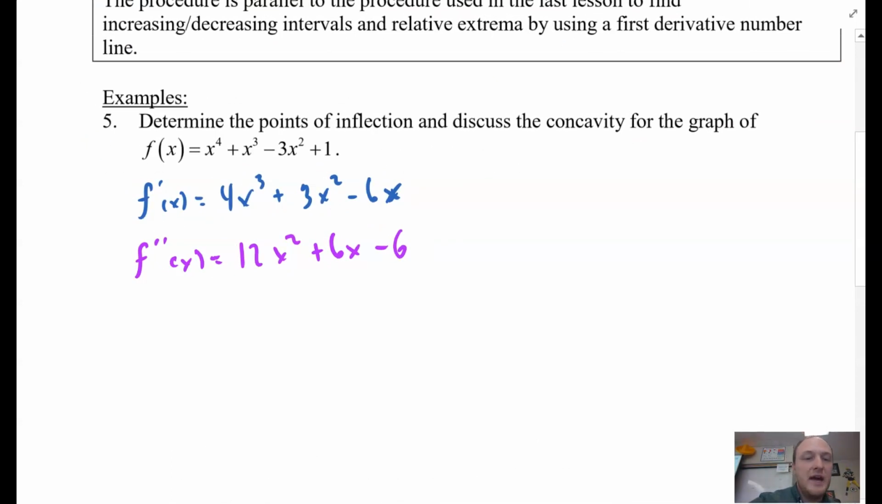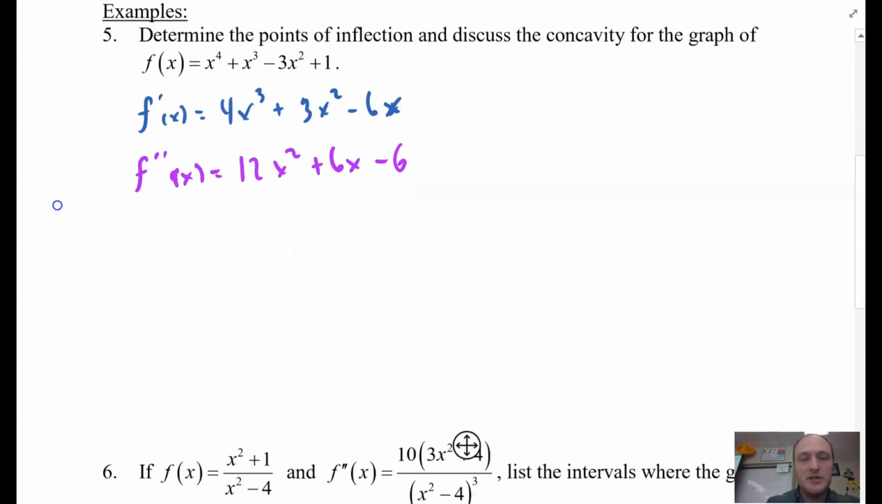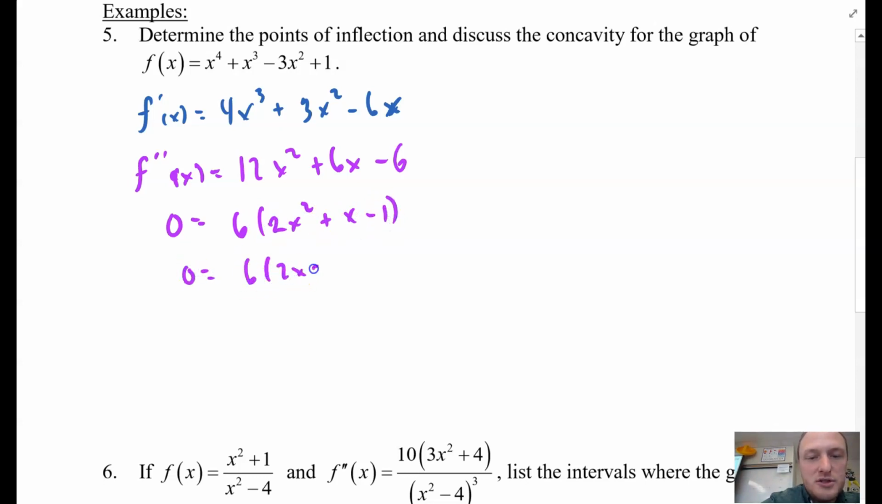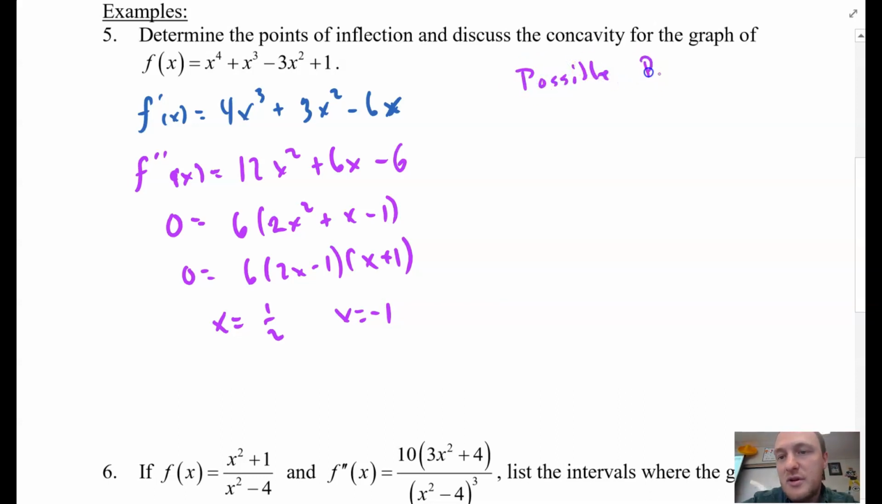Okay, so now I'll set it equal to 0. I'll factor out a 6, so we get 2x squared plus x minus 1, which is (2x minus 1)(x plus 1), giving us zero values of 1/2 and -1. So these are possible points of inflection. My teacher abbreviates these as PPI.